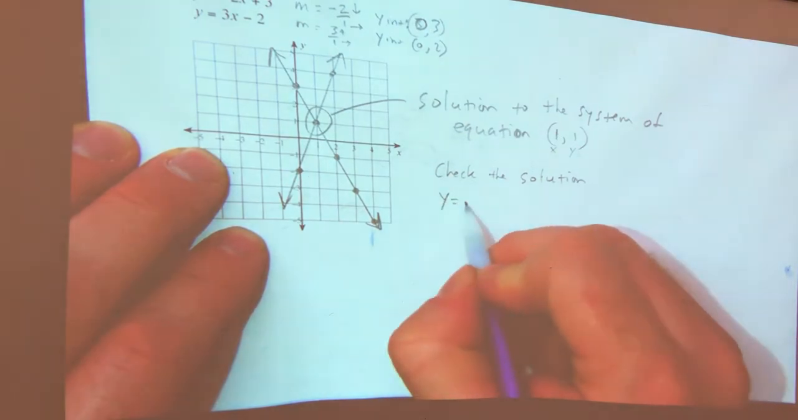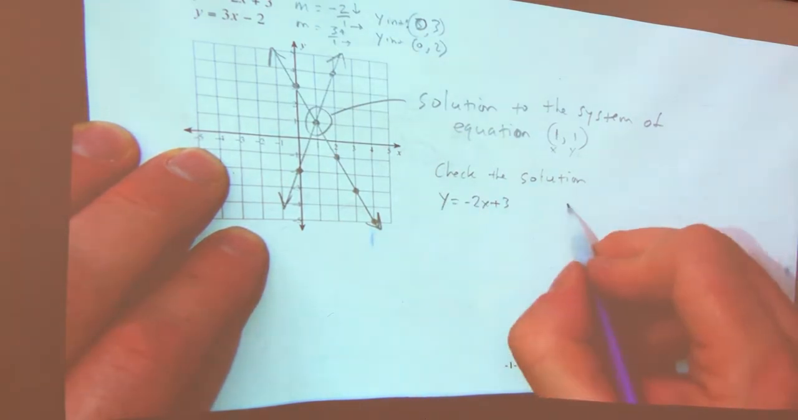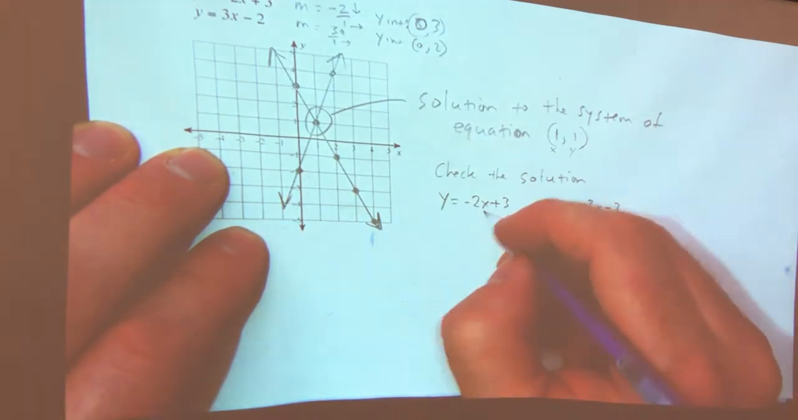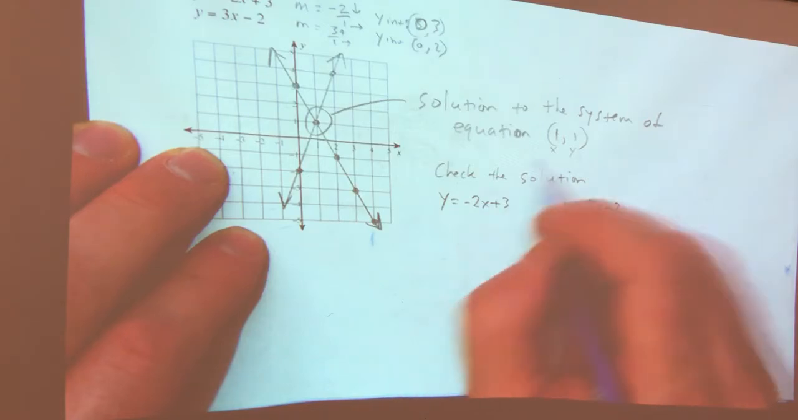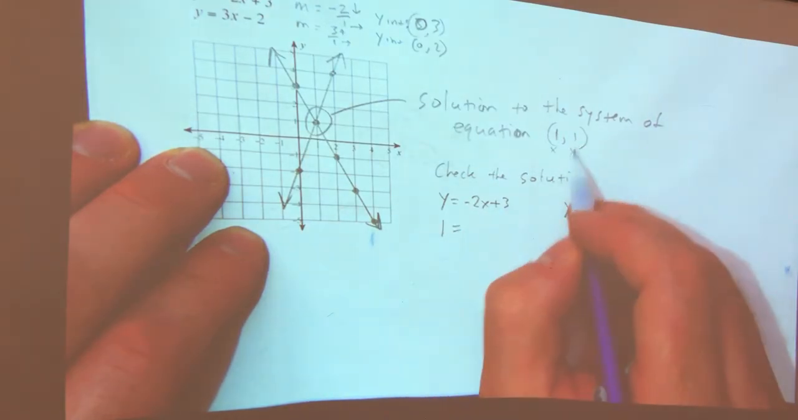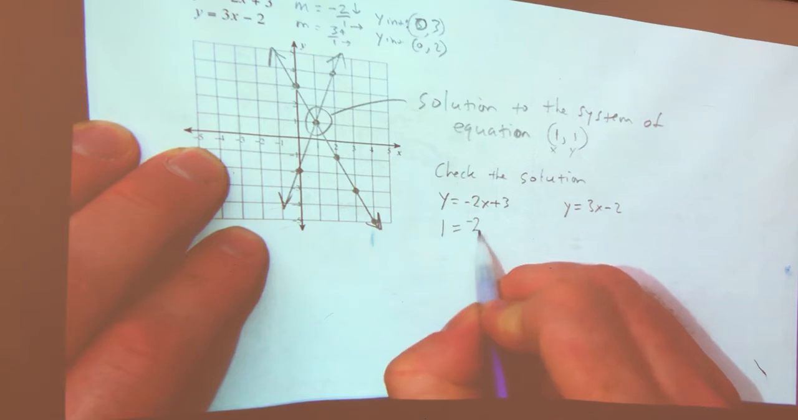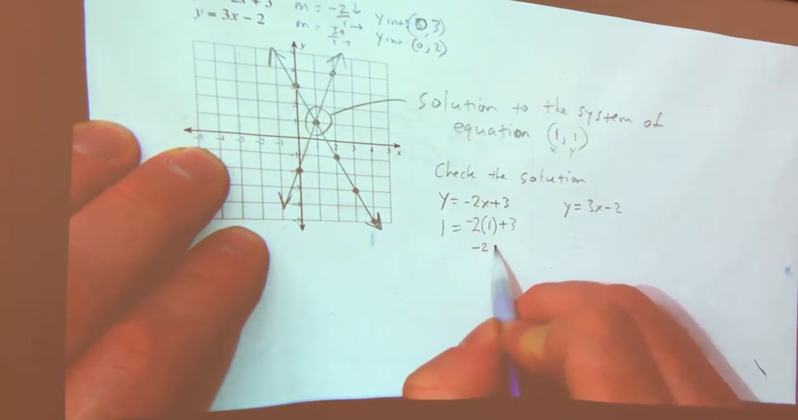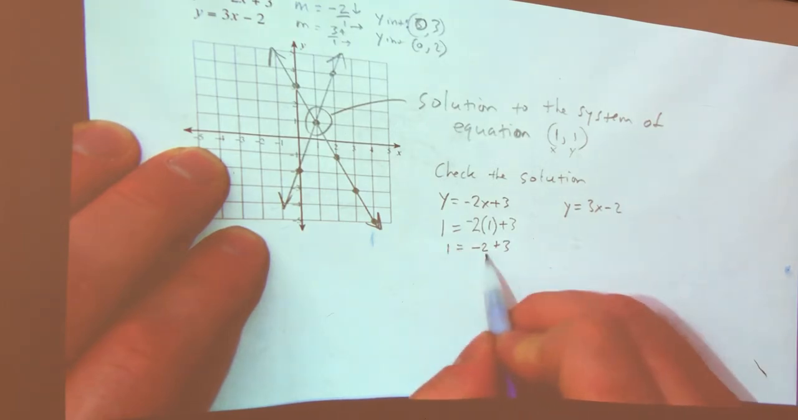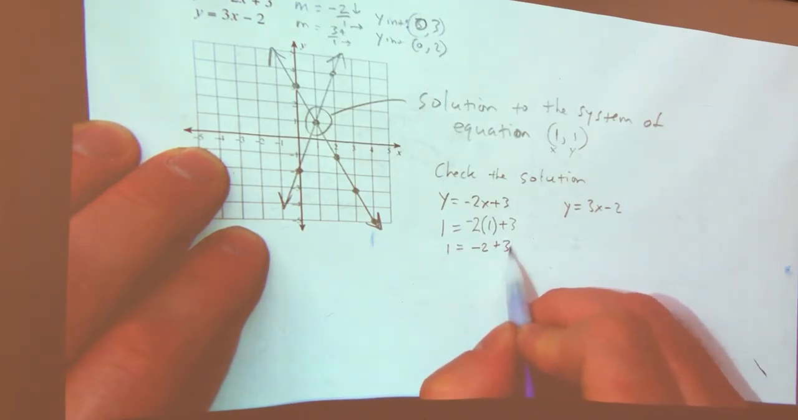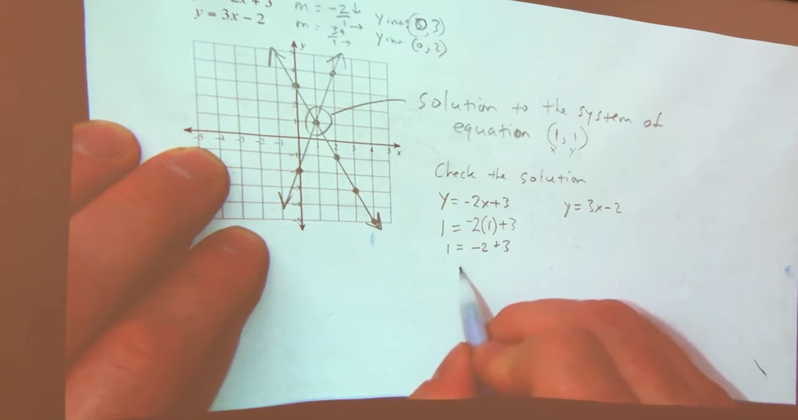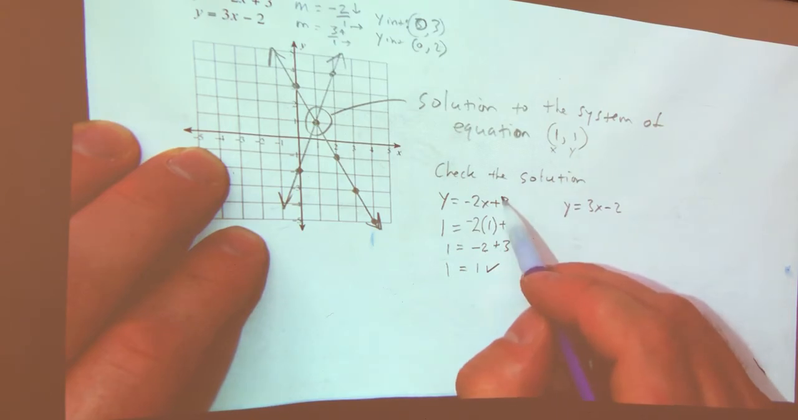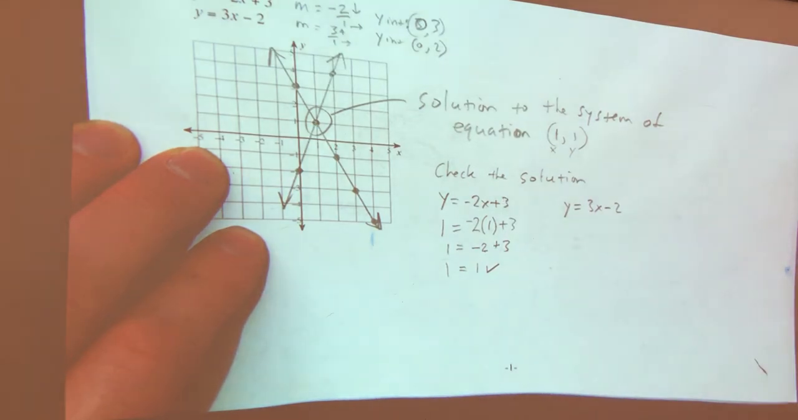So that means that we could plug it into our first equation and then plug it into our second equation, and both would be true. So let's try that. Let's plug in a 1 for y, it's coming from there, and a 1 for x, so that's negative 2 times 1, plus 3. Negative 2 times 1 is negative 2, plus 3. Negative 2 plus 3, different signs subtract. Keep the sign of the bigger number, so that's going to be positive 1 equals positive 1. So this is a solution to y equals negative 2x plus 3.